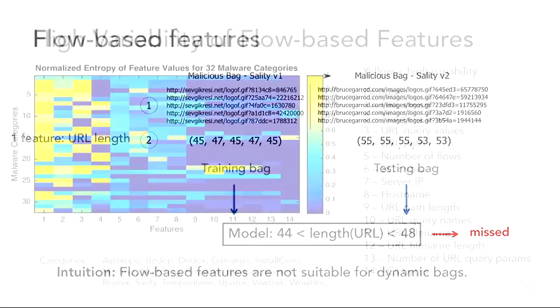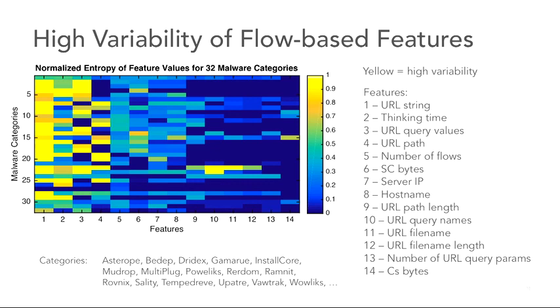I agree. But we did much more investigations here, and we analyzed many malware categories and many flow-based features, and this is exactly what happens. So on the illustration, the rows represent malware categories, and the columns are features, and the color represents the variability within the category for this particular feature. Yellow means that all of the values are different, while the blue color means that all of the values are the same. So the most variable is the URL string itself, which is not surprising, right?